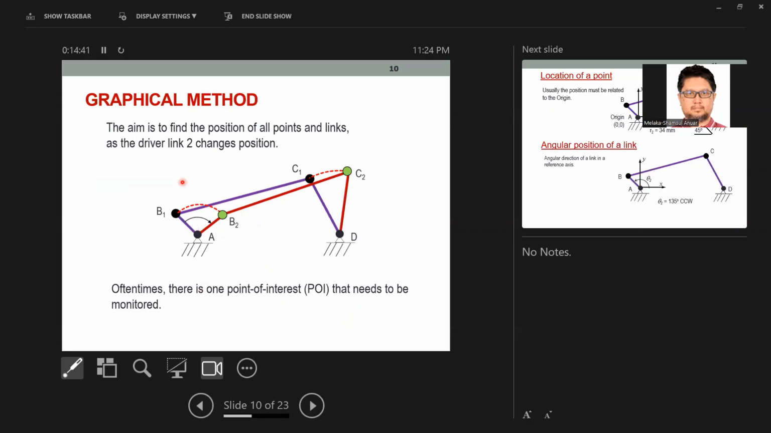Basically the red one and the purple one are the same four-bar mechanism. The initial part is in the purple color, and the red is the new position. So if you are given the position of B1 and B2, or maybe the angle here, we can find the new position for C2.